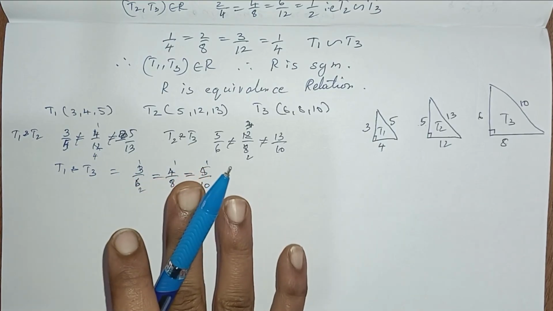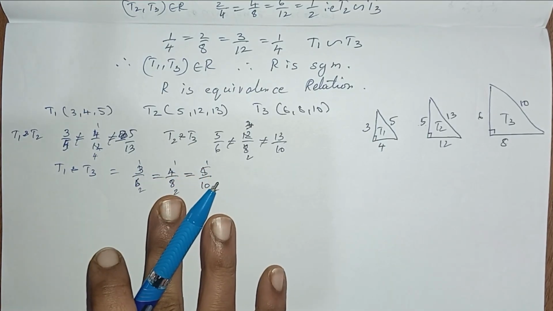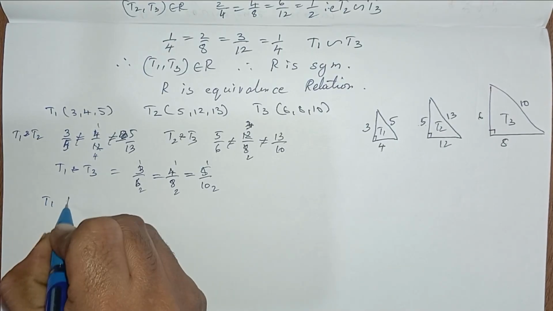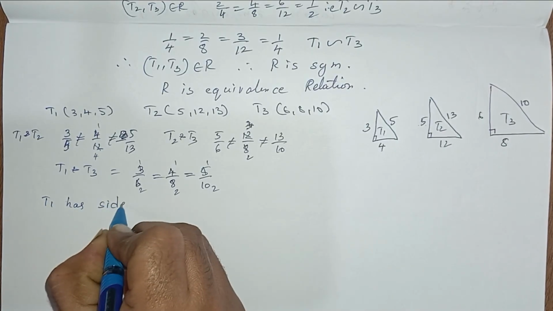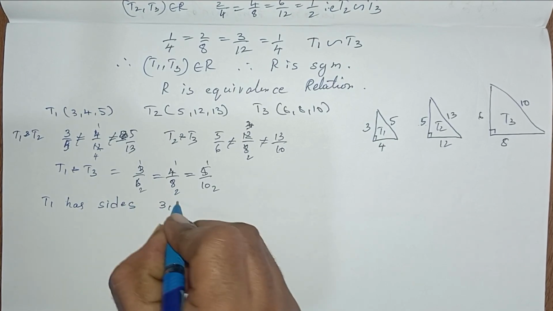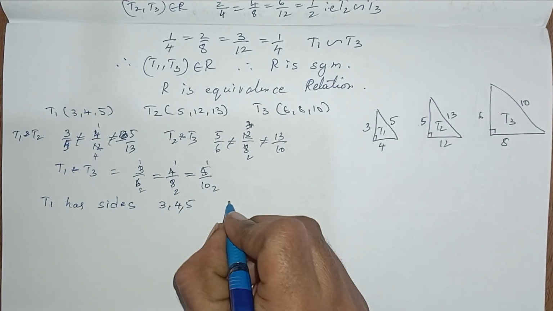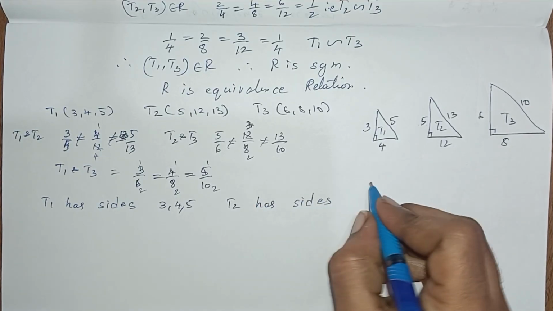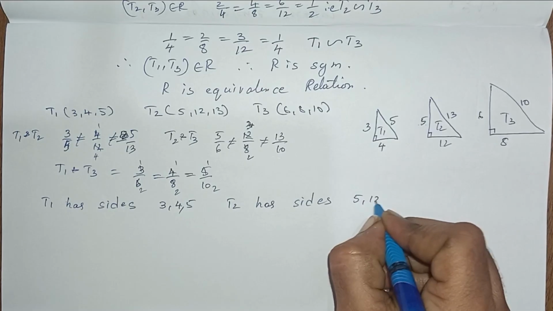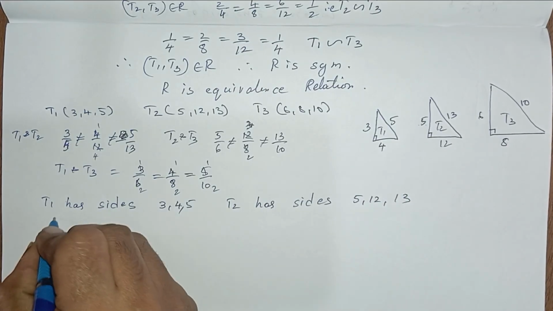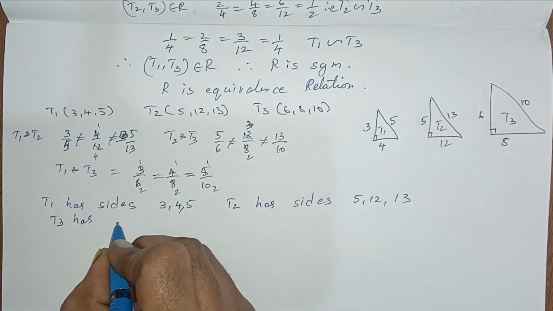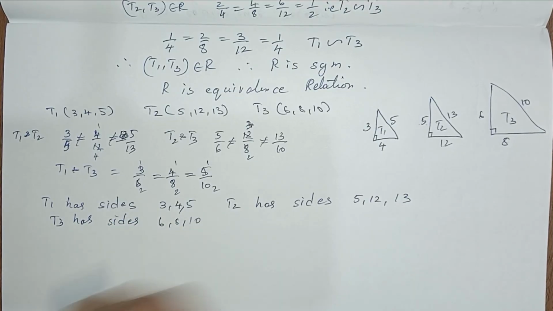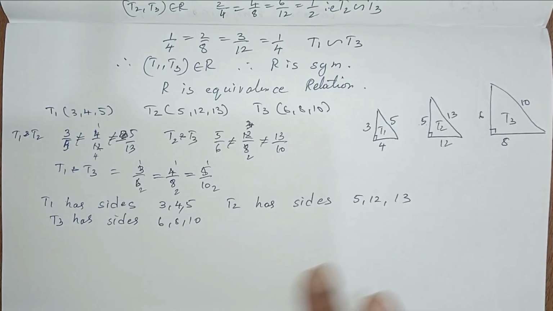So how we are going to write this in the word form is, we have to take that T1 has sides 3, 4 and 5, T2 has sides 5, 12 and 13, and T3 has sides 6, 8 and 10. So here the two triangles should be similar.